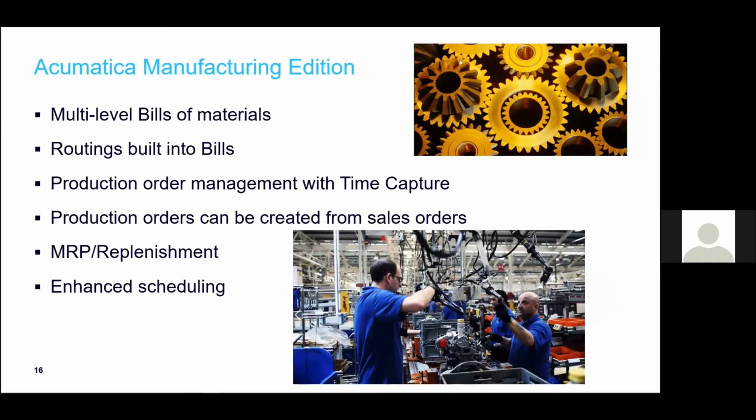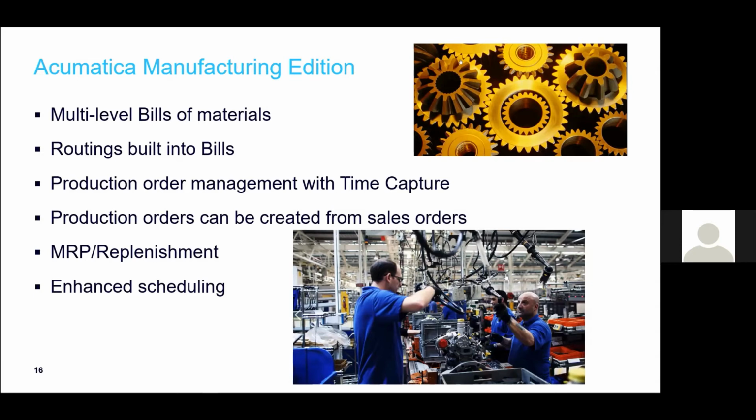Acumatica Manufacturing, a relatively new addition to the Acumatica family, I mean. Multiple levels of bill of materials. Manufacturing routings are uniquely built into the bills. It's a good concept. It means you don't have to have bills and routings separated and then come together at some point. They're just together.